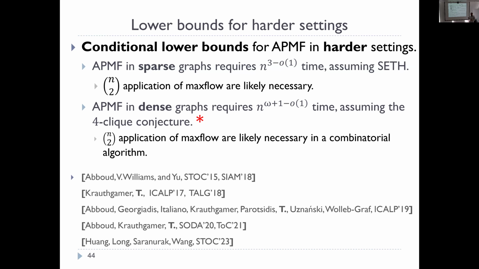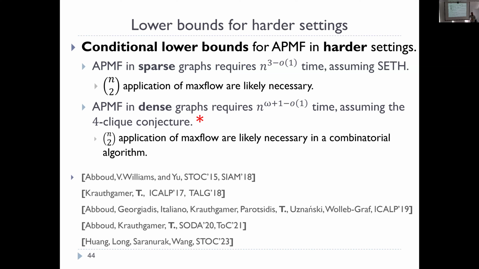So settings where Gomory-Hu tree doesn't exist, those are the settings where lower bounds were shown. Specifically, the n cubed here was shown for directed graphs with edge capacities, also for undirected graphs with node capacities. And some of those harder settings we showed. So it depends if the graph is sparse or dense, the specific time that we showed. But this n cubed was shown for these two.